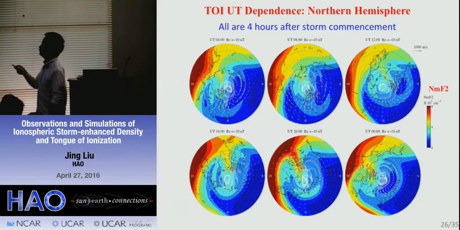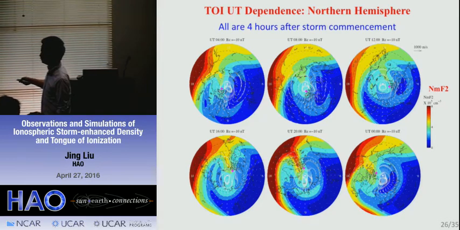Here is the TOI UT dependence for the northern hemisphere, at 4 hours after storm commencement. The only difference here is the UT. We see the strongest TOI corresponds to 20 UT, when the two-cell convection is more extended toward mid-latitude, and also the mid-latitude source region is stronger than at the other UT. This is for the northern hemisphere condition.